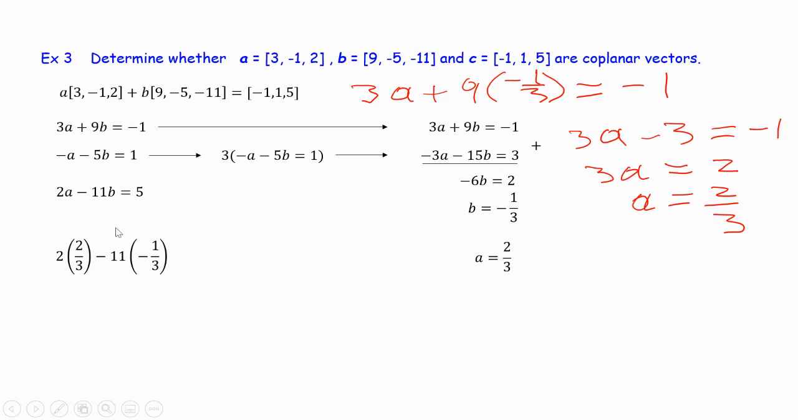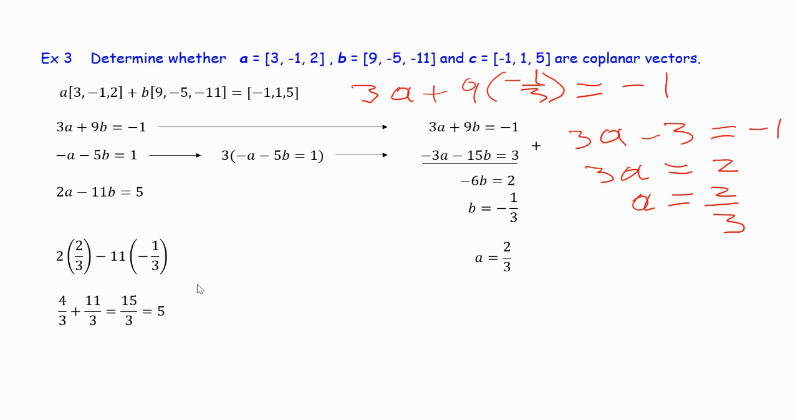Now we're saying we have an A and a B that we came up with. These are the scalars that we think will work. So we put that 2 over 3 here as our A, and we put the B here as minus 1 over 3. So let's do the math and see what happens. That's 4 over 3 plus 11 over 3, which is 15 over 3, and that's equal to 5.